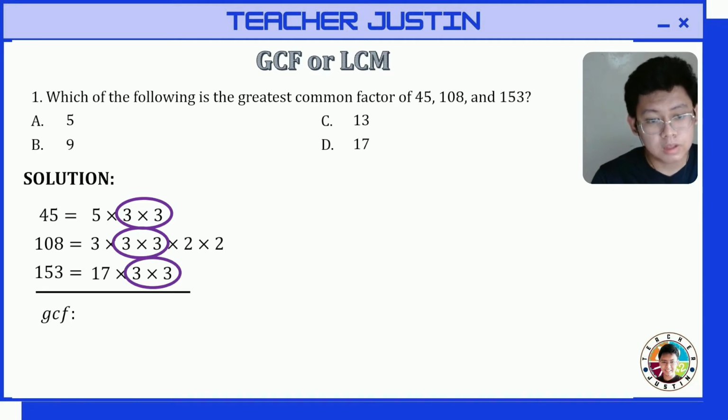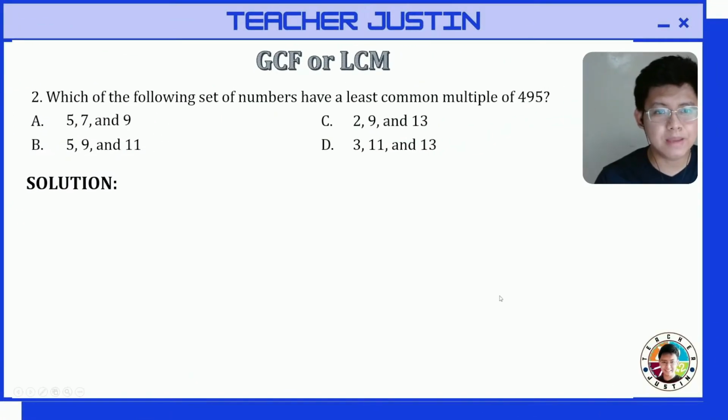Then, that will be our greatest common factor. So, meron tayong 3 times 3. Then, we get the product of 3 times 3 and that will give us 9. So, to conclude, ang ating greatest common factor for this item will be letter B, which is 9. And that's it! Ta-da! Alright.